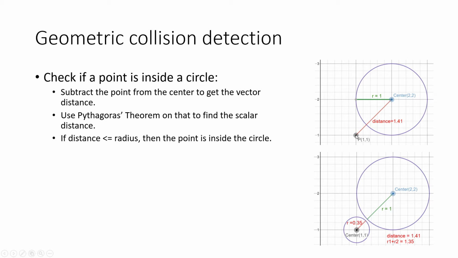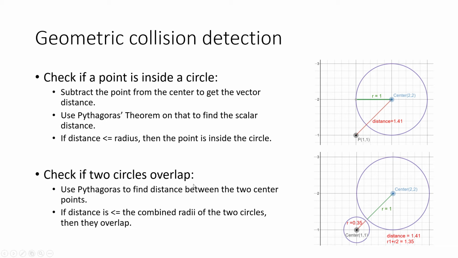So if you get the distance from 1, 1 to 2, 2, Pythagoras theorem, 1 squared plus 1 squared, 2, square root of 2, 1.41. So that thing is 1.41 units away from the center, and the radius is only 1. So if that edge there is 1, then 1.41 must be outside the radius. And that's why we do it. So subtract the point from the center, use Pythagoras to find the scalar distance. If that distance is less than the radius, it's inside the circle. Otherwise, it's outside the circle.